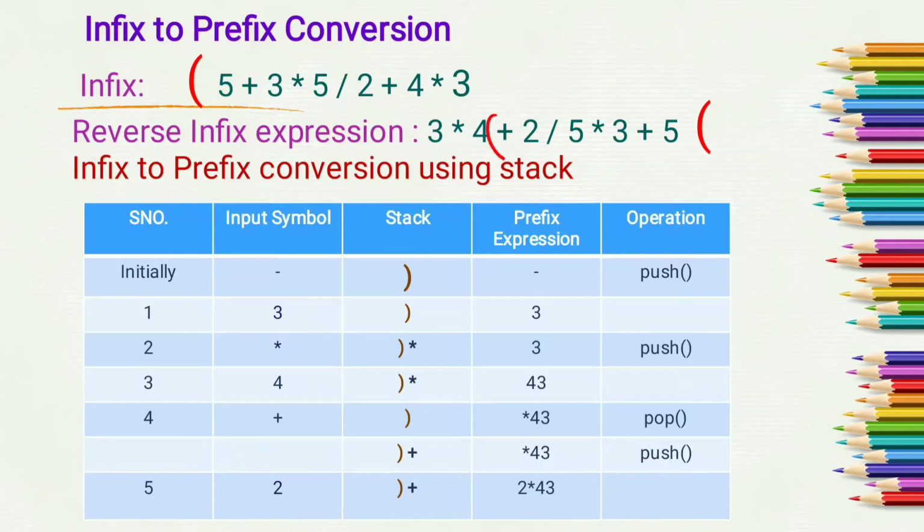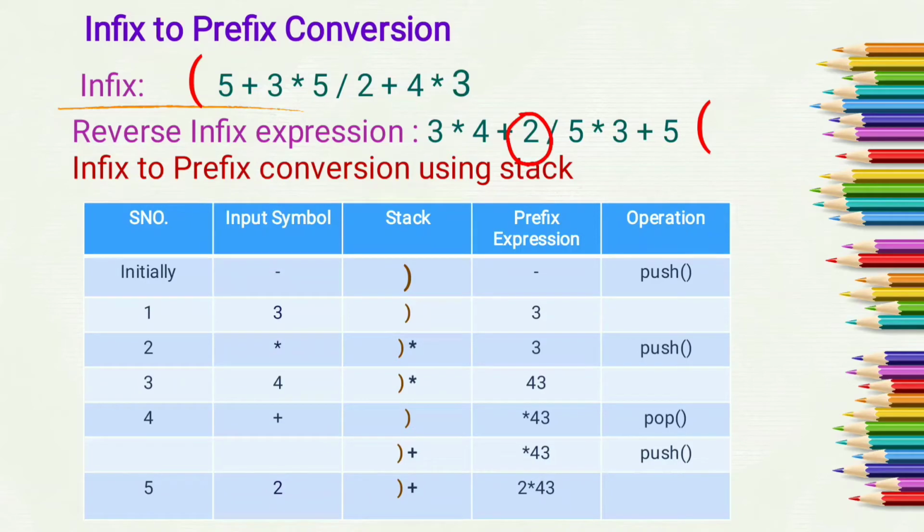Now next input symbol is plus. We have to compare the precedence of multiplication and plus. As plus has lower precedence than multiplication, it cannot be pushed over multiplication. First we have to pop multiplication from the stack and add it into the prefix expression before 4. That means we have performed a pop operation. Now we compare plus and the closing bracket. As all operators have higher precedence than the closing bracket, we push plus over the closing bracket.